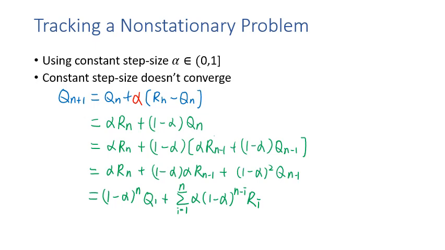Actually, we'll see later that the constant step size doesn't converge. But this is exactly what we want. We want our value function to track the latest update of the reward. It constantly changes and doesn't converge. So the constant step size is what we want.